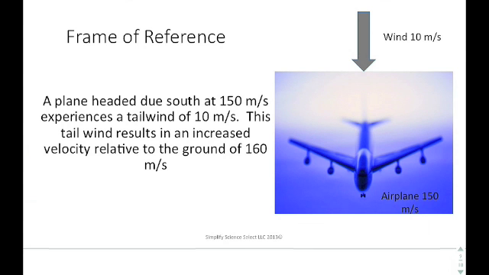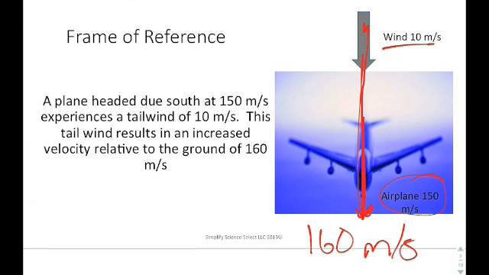In this example, we had a plane that was initially traveling south at 150 meters per second. Because there was a tailwind that pushed the plane in the same direction, the plane is actually moving at 160 meters per second. Now, if the same plane experienced a headwind of 10 meters per second, it would actually slow down to 140 meters per second.